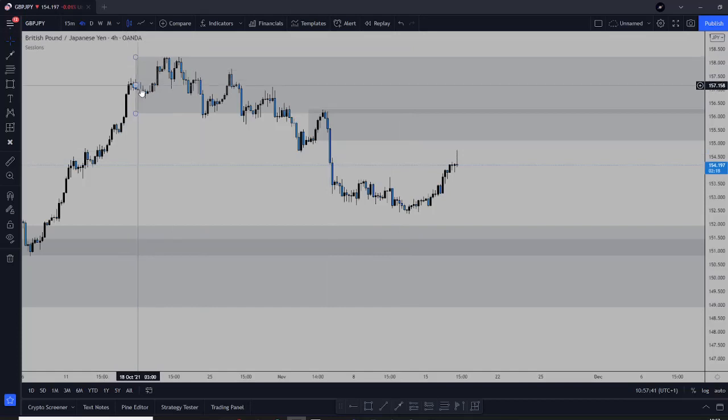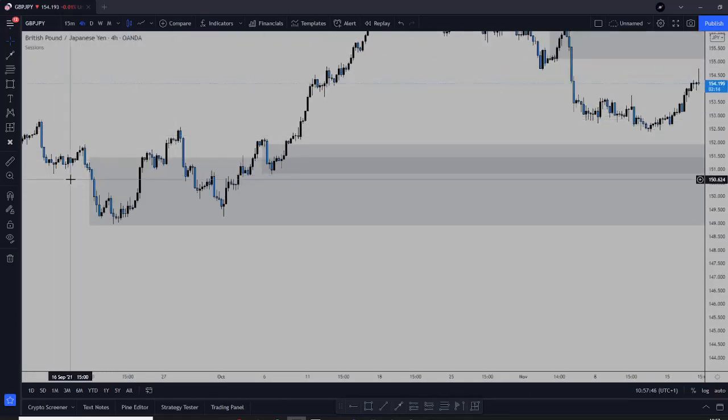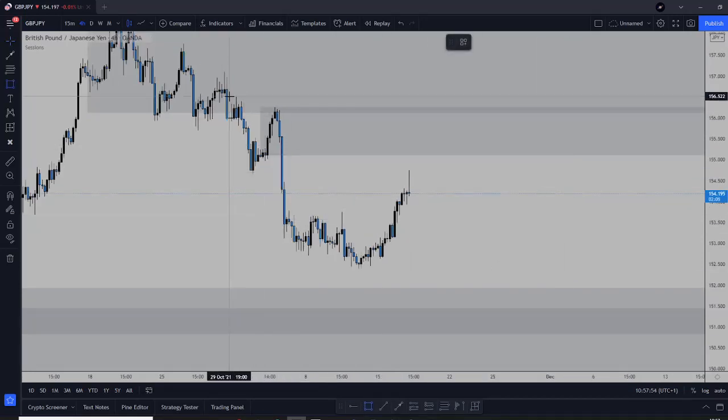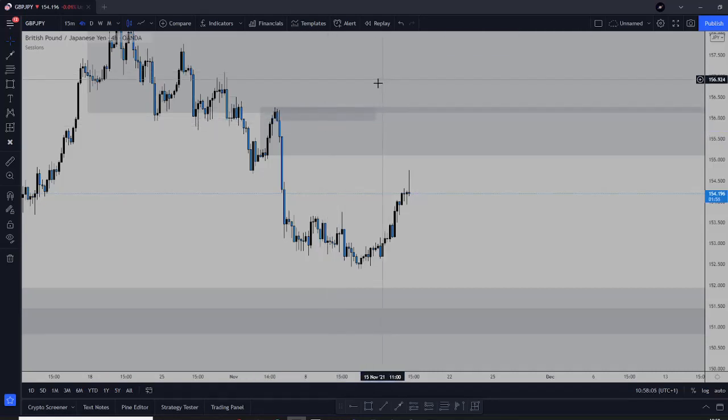So as you can see, this big zone would be the weekly. This big zone right here would be another weekly. And these two smaller zones in between, those are the daily levels. So what we can see, for example, is we had a nice reaction to this 4-hour zone right here, which could be adjusted now to the next 4-hour zone, which would be this one, for example.